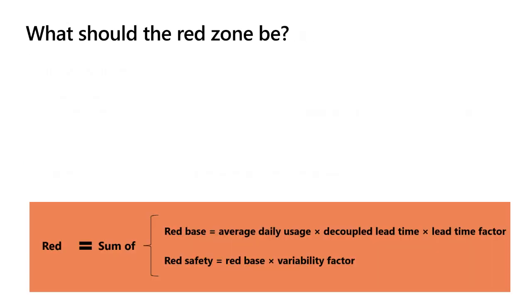Now let's do the red zone. The red zone is made up of 2 parts, the red base and the red safety. The red base is average daily usage times decoupled lead time times the lead time factor. Then we have the red safety component, which is the red base times the variability factor, which allows us to pad our red zone amount for items that have a higher demand variability. You'll notice that the red base equation is related to the yellow zone, the average daily usage times the decoupled lead time.